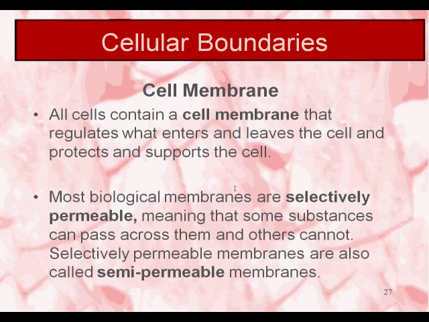Let's continue. The cell membrane surrounds plant and animal cells. It provides support and also protects the cell. Most biological membranes are selectively permeable, meaning that some substances can pass across them and others cannot.